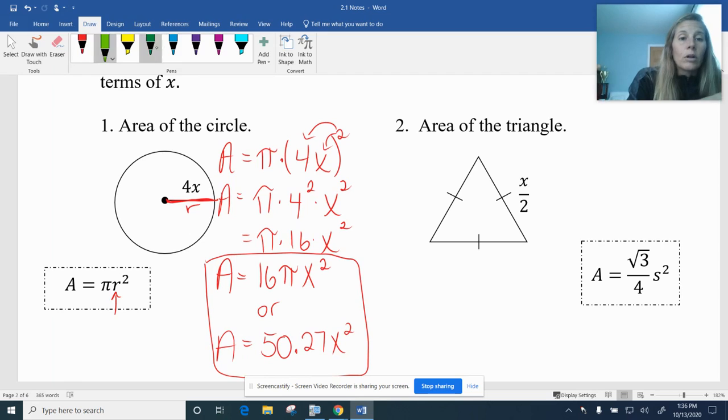Okay, so let's take a look at the area of a triangle now.